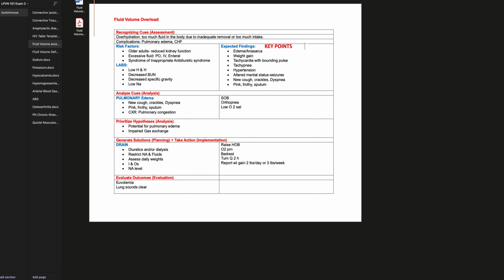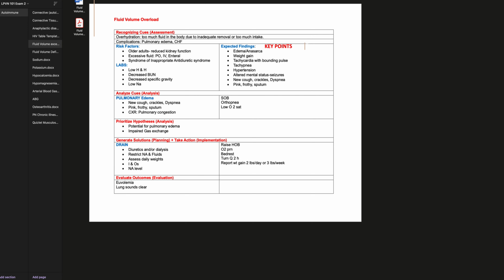All right. So what we're going to do about it is we want to drain the body. Okay. So they're going to need diuretics and or dialysis. Restrict sodium and fluids, assess daily weights, I's and O's, and make sure you're watching the sodium level. You want to make sure if they're having an exacerbation of CHF or they're having trouble breathing due to pulmonary edema, raise the head of the bed first, then you can put on the O2. You can also give diuretics after that.